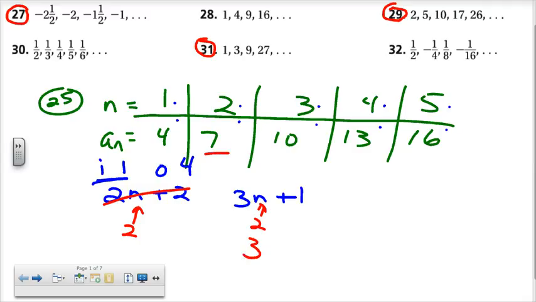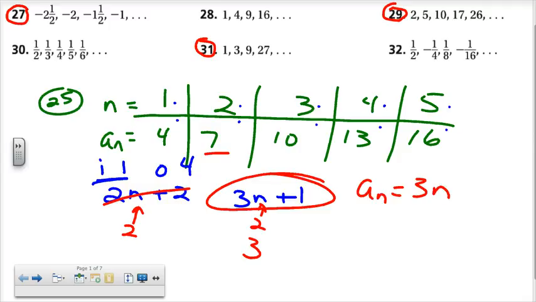Now I would try the third term. 3 times 3 is 9, and 9 plus 1 is 10. Again, keep trying just to make sure. 3 times 4 is 12, 12 plus 1 is 13. 3 times 5 is 15, 15 plus 1 is 16. Fantastic, found it. So to find any term, what you need to do is take 3 times the number of the term, and then you need to add 1.